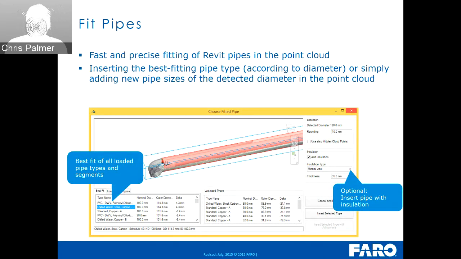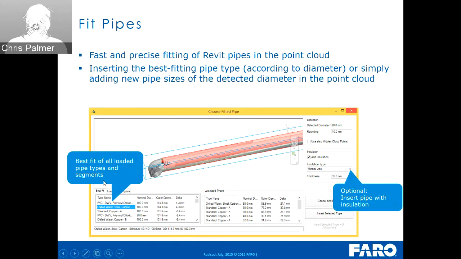What we're doing here is detecting a specific diameter. We've got a rounding value set in the top right-hand corner. The software is going to search through all of our loaded types, find the closest matching type, and suggest that that's the one we should use. We then need to decide whether that's okay, or whether we want to insert a selected type with an adjustment. Maybe we model it exactly as in the point cloud, or exactly as it has been detected.